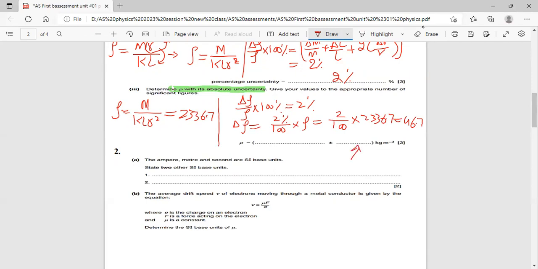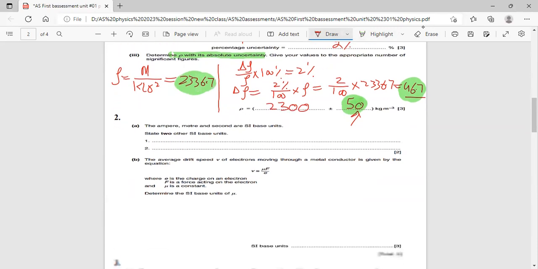Now over here, you have to write the uncertainty in one significant figure, so that must be 50, because 46.7 has three significant figures, so you have to write it in one, so you round it off. And then for the density, it must have the same decimal place, and it must be a multiple of this uncertainty, so it should be rounded off to 2300, right? Because 2300 is a multiple of 50.